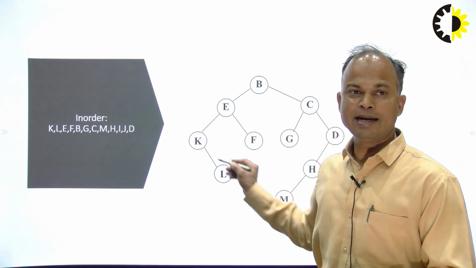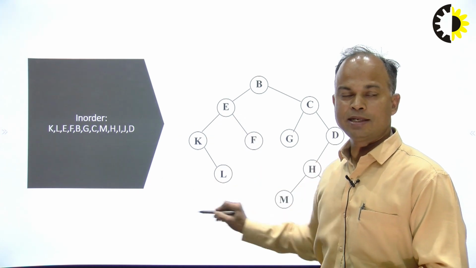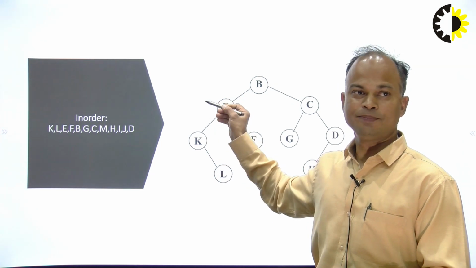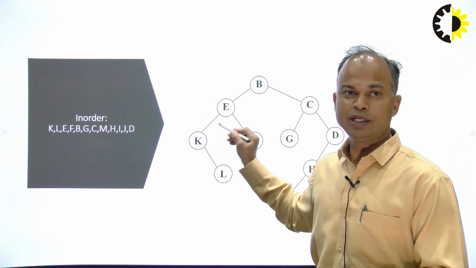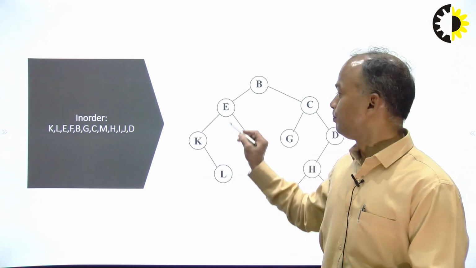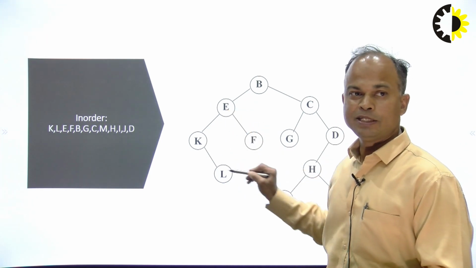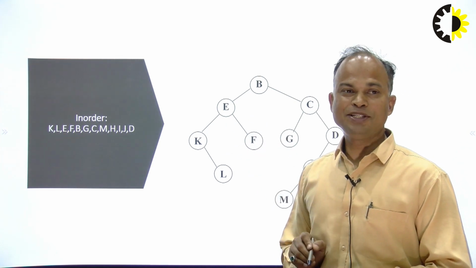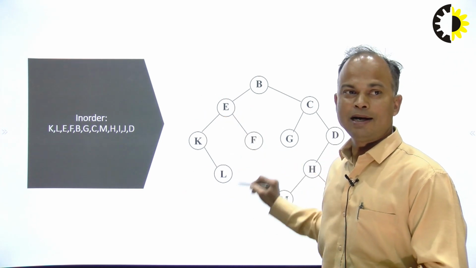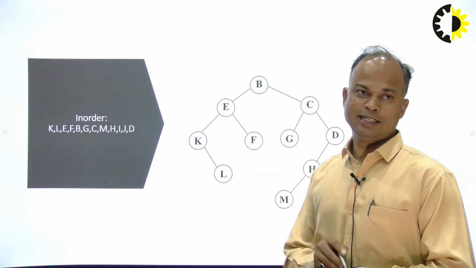After visiting K and L, go one step upward. This is the root. We have visited the left part, and after visiting the left part, we need to visit the root. So we are visiting the root E. We have visited the root E. Now, left is visited, root is visited, and we need to visit the right part. We are visiting F now. So if we observe E, the left part is visited, the root is visited, and the right part is visited.